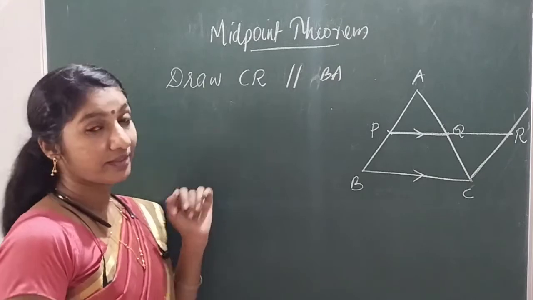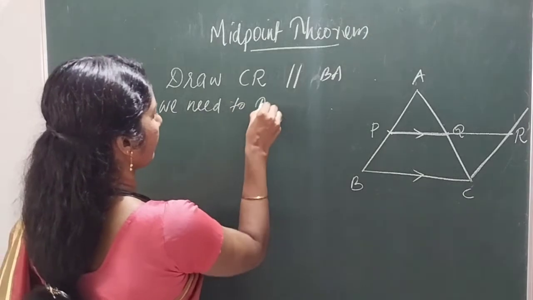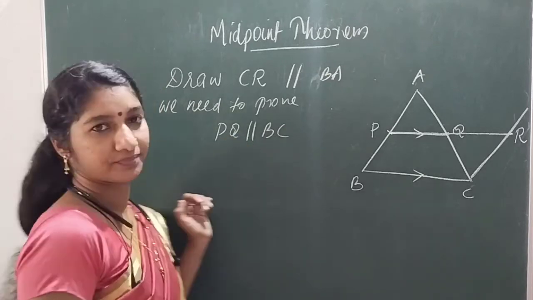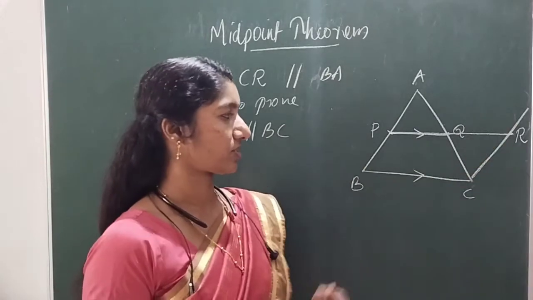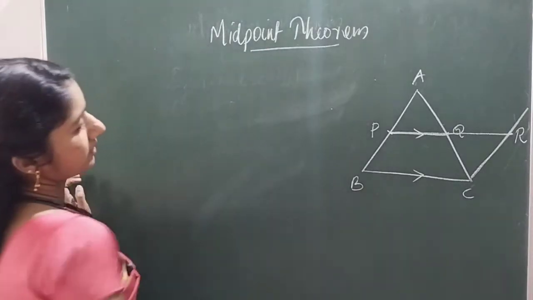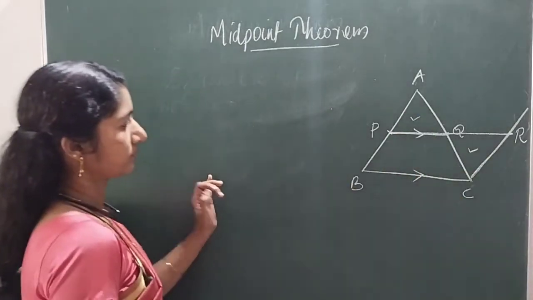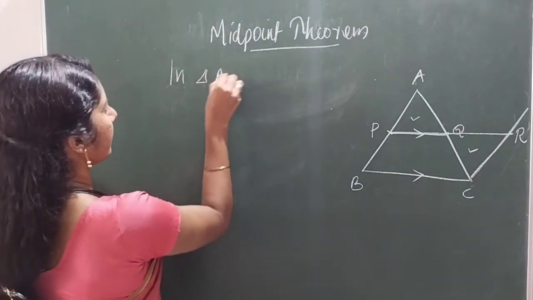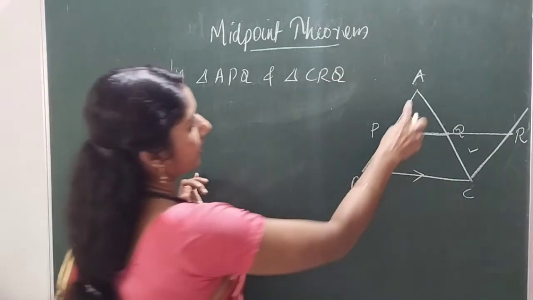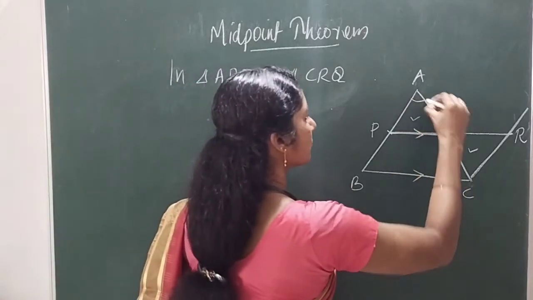Okay. Now what do we need to prove? We need to prove PQ is parallel to BC. For that only we did this construction. Okay. Now see, we can take two triangles: triangle APQ and triangle CRQ. So, in triangle APQ and triangle CRQ, what about these two angles?